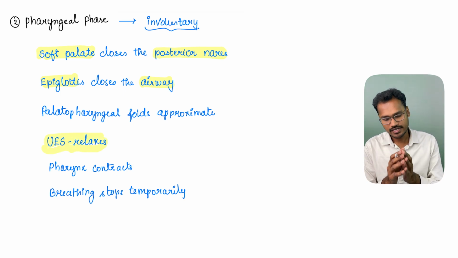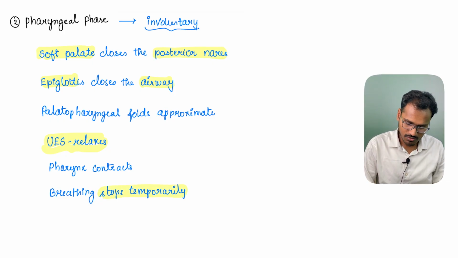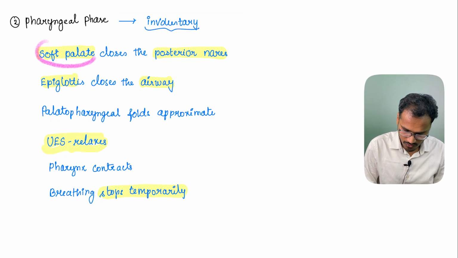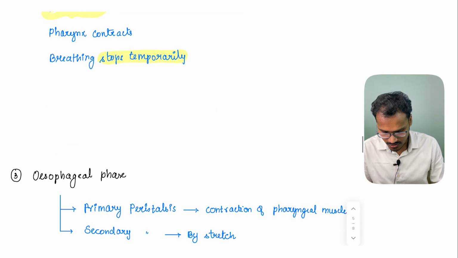Once they relax, the pharynx contracts and the breathing stops temporarily. So these two areas have to be closed. That is the most important point. The soft palate and the epiglottis take care of that. So next, we enter the esophageal phase.